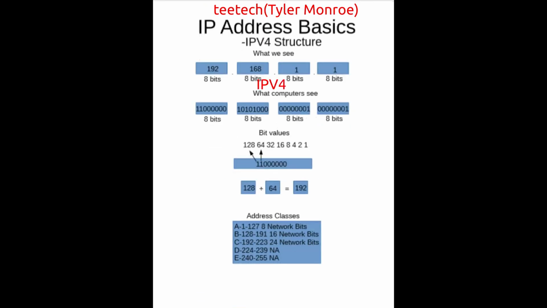So, starting in IPv4, this is the structure of it. Now, as we said, it's 32 bits, and those bits are in sections or octets. And up here, what we actually see is 192.168.1.1. Now, those are really 8-bit chunks. And down below here, we see what computers actually see, which is the binary.